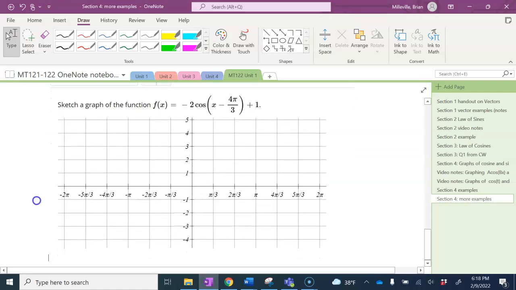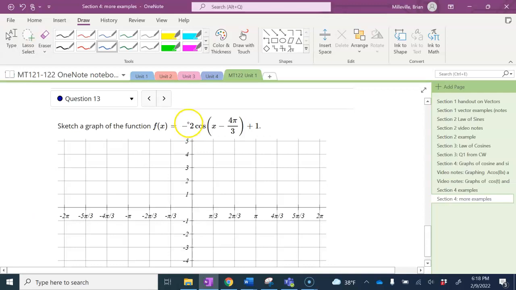All right, so it's a transformation. We know that the number in the front, that's actually going to do 2 things. It's going to make the amplitude 2. The number in front is -2, but that's going to mean stretching it by 2, and then the negative sign is going to be reflecting it over the x-axis.